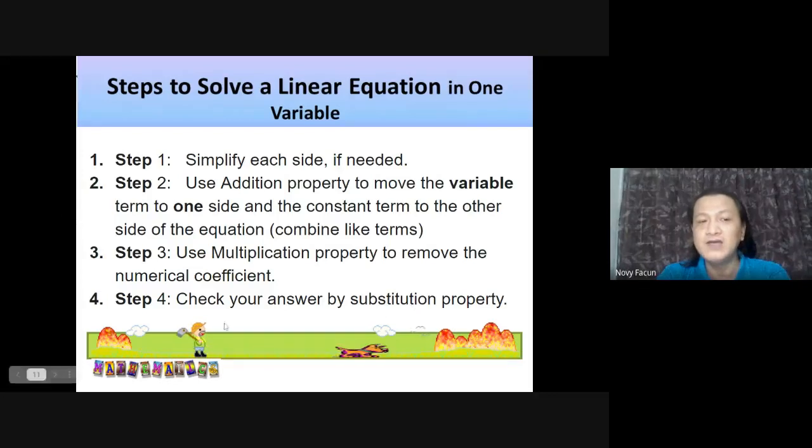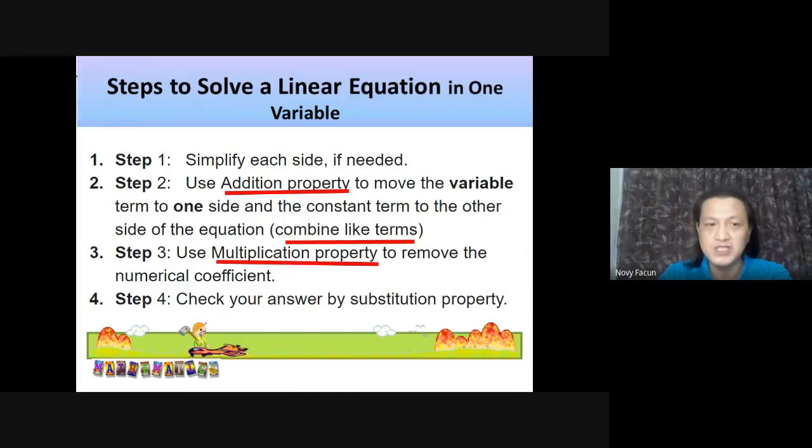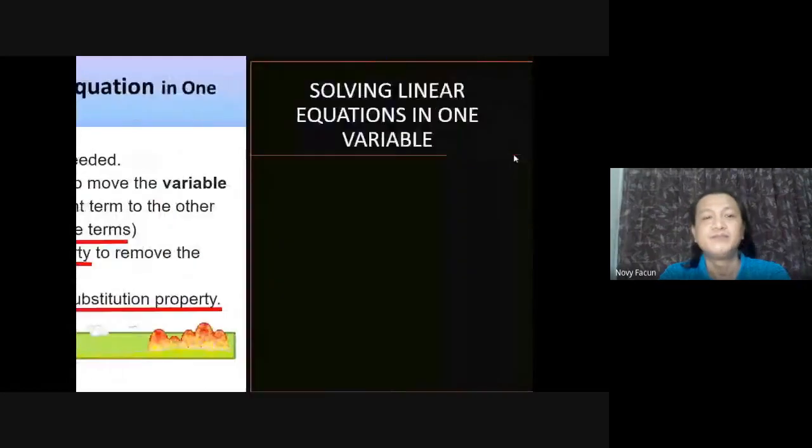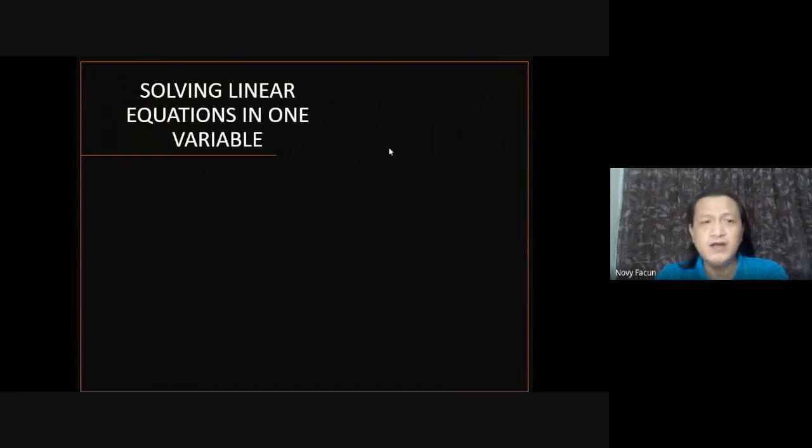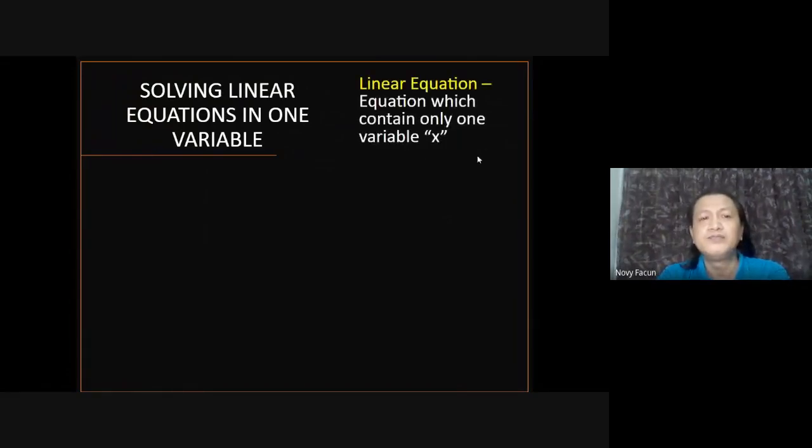Kapag nahanap mo na yung value ng x mo, i-check mo kung tama ba yung sagot mo by using the substitution property. I-replace mo lang yung value ng x dun sa given na equation mo. Okay, let's do number 1 example natin. Yan yung naka-underline natin, no? Addition property, combining like terms, multiplication property, and substitution. Okay, so now, solving linear equations in one variable. So, ibig sabihin nito, linear equations which contain only one variable. Kaya siya tinawag na solving in linear equation in one variable kasi isang variable lang yung isosolve natin.